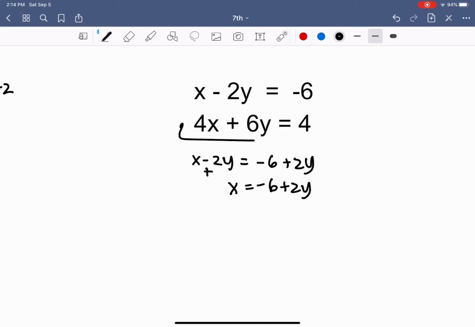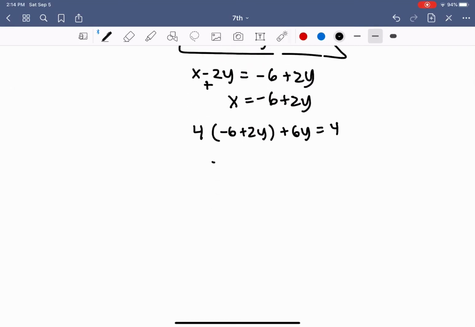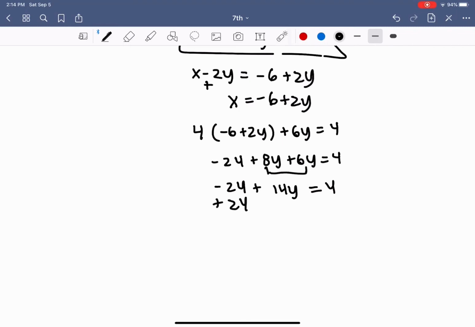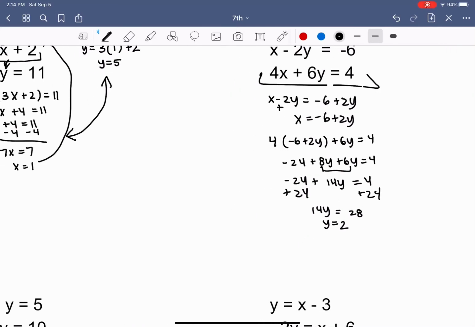And now you can solve for this equation. Plus 6y equals 4. And you get negative 24 plus 8y. Combine your like terms, 14y. Add 24 on both sides. Get 28. 14y, y equals 2. And now you want to find the value for x.